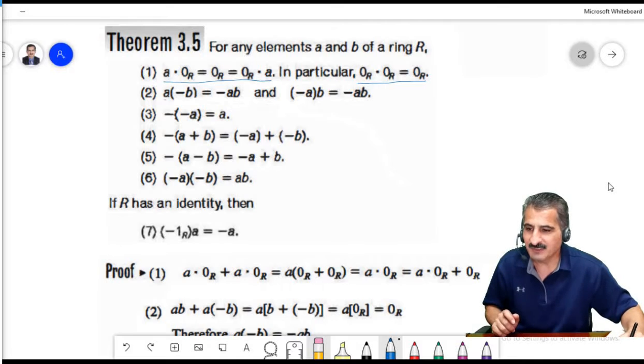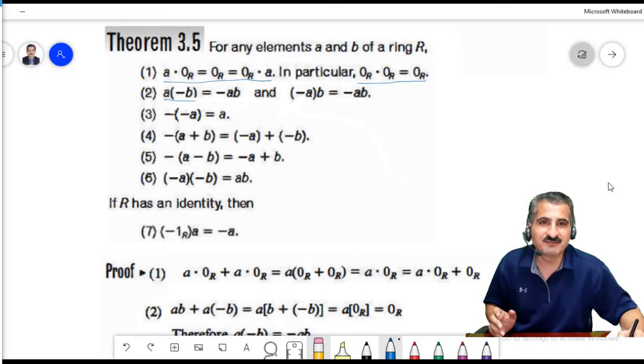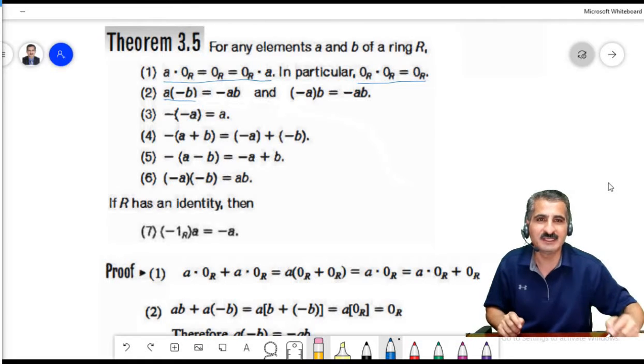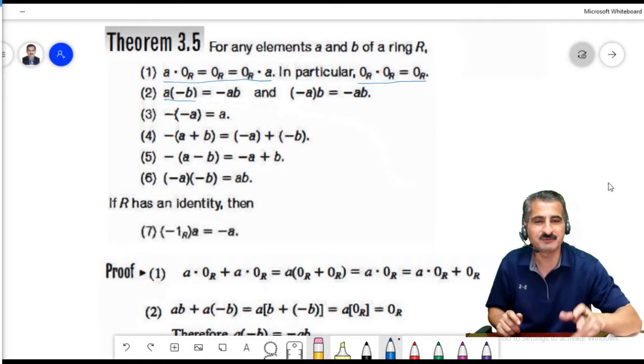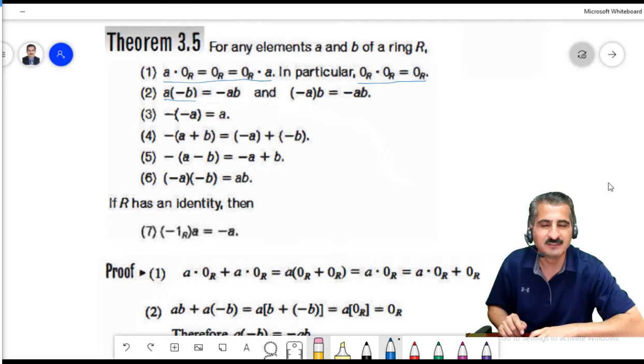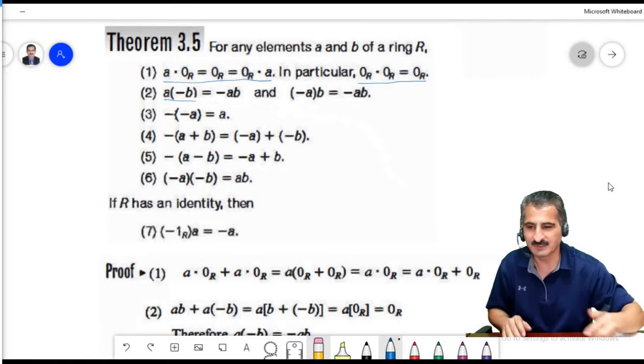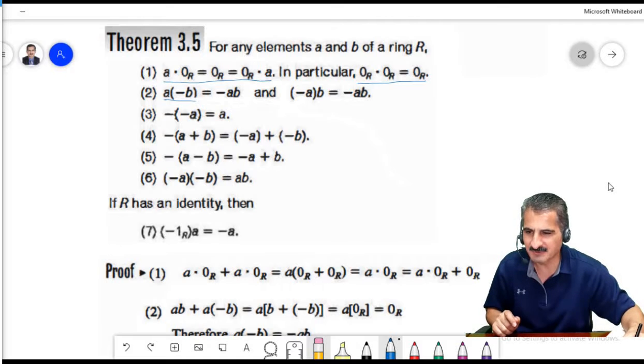And also a times negative b. Remember, negative b is the additive inverse of b. If I multiply a with the additive inverse of b, would that be the same if I first multiply a and b, take the result and take the additive inverse of it? In either case I get the same result. This theorem says yes.